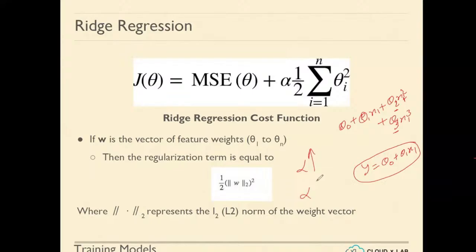But if you decrease alpha value, then these theta 1, theta 2, theta 3 will have some values. So in that case, model complexity will increase, right? So you can control model complexity using this hyperparameter alpha, right? If you increase alpha value, model complexity will decrease. If you decrease alpha value, model complexity will increase, right? Which means you can control overfitting, underfitting using this alpha value, right?